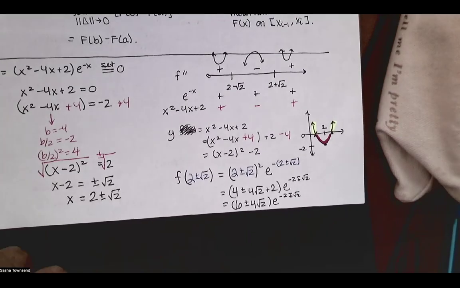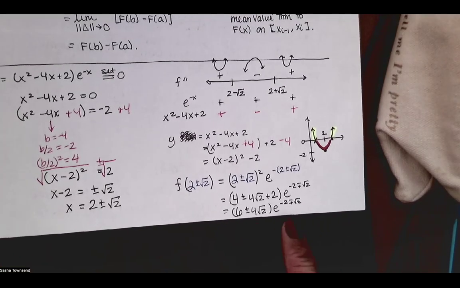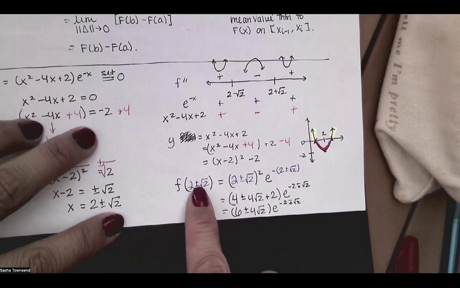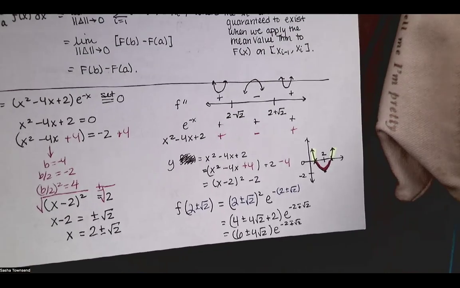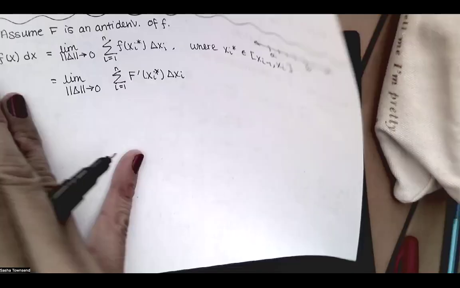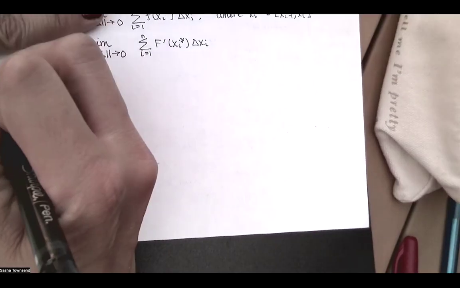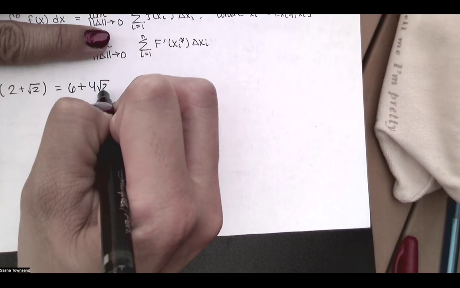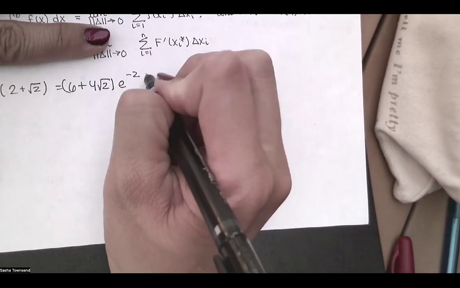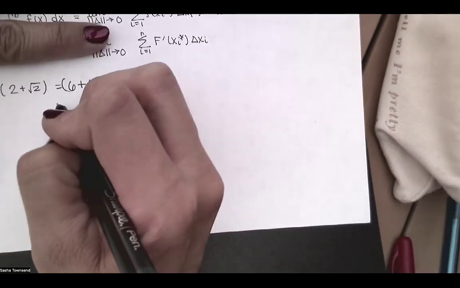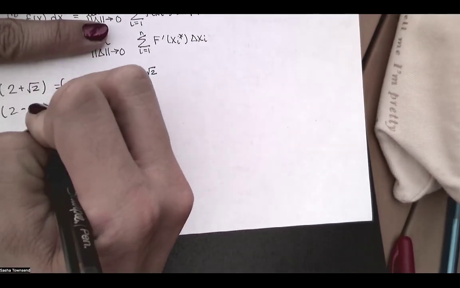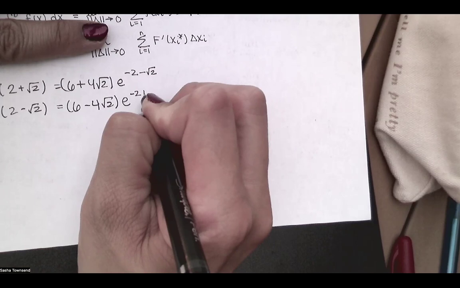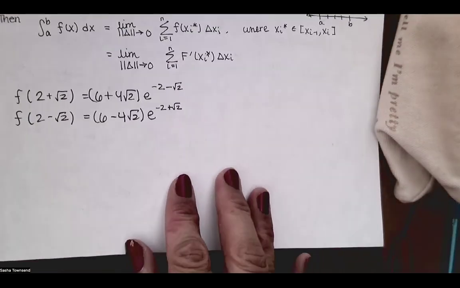If you're saying, oh, well, what does that mean? We'll just read the top sign first and then read the bottom sign second to get f evaluated at 2 plus the square root of 2 and f evaluated at 2 minus the square root of 2. So my y values are: f of 2 plus the square root of 2 is 6 plus 4 times the square root of 2 times e to the negative 2 minus square root of 2. If you want, you can factor out a negative there. And then if you evaluate at 2 minus root 2, you end up with 6 minus 4 root 2 times e to the negative 2 plus root 2. Okay, so those are our values.